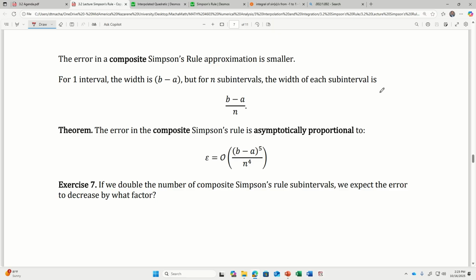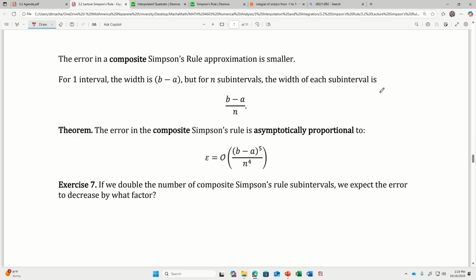So we can talk about composite rules. Composite rules are like using more than one rectangle in a Riemann sum, or using more than one trapezoid in a trapezoid rule. Or for Simpson's rule, I can break down my overall interval into smaller subintervals and do a Simpson's rule approximation on each little subinterval. That would be the composite Simpson's rule.